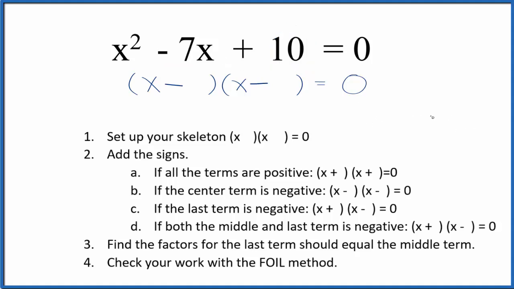So for 10 we could have 1 times 10, that would equal 10, or 2 times 5. That's pretty much it. So it looks like 2 plus 5, that would give me the 7 here. So I'll put 2 here and 5 here.